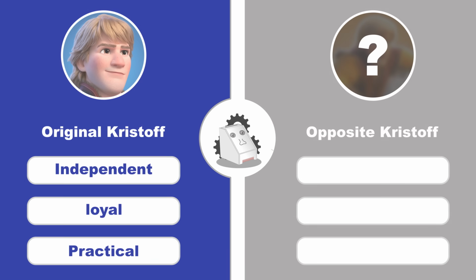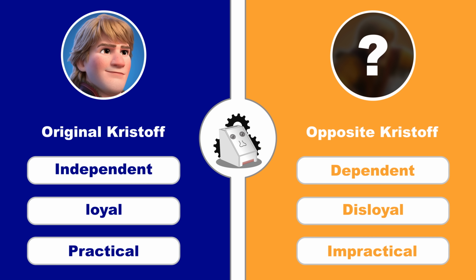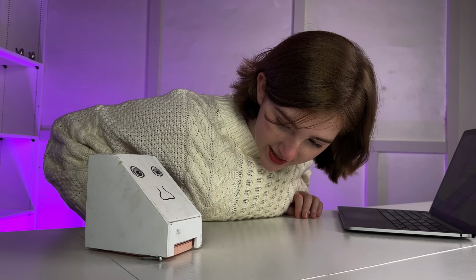Now let's see what the opposites are. Dependent, needs help from others. Disloyal, easily abandons others. Impractical, unwise, and unrealistic. And apparently the opposite of dark blue is light orange. Okay, Craig, with these new attributes and color, make Kristoff into his opposite. Guys, it's coming.